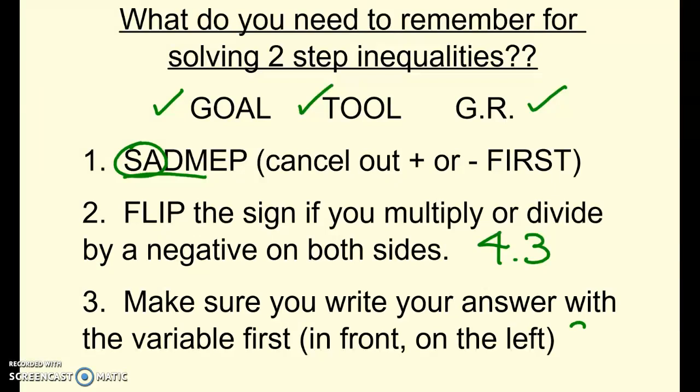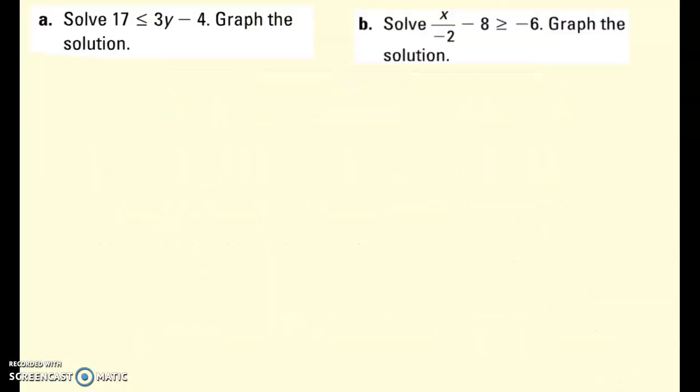You would never want to leave your answer like this. Always spin it around so that the variable comes first, that we can read it as a statement from left to right. So let's do 2 together.